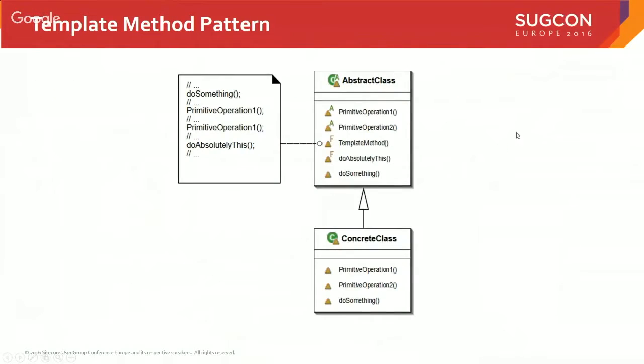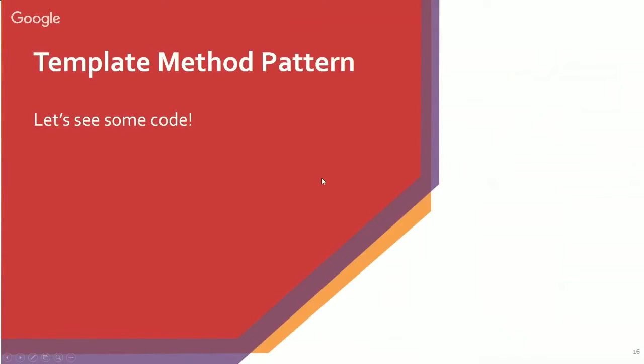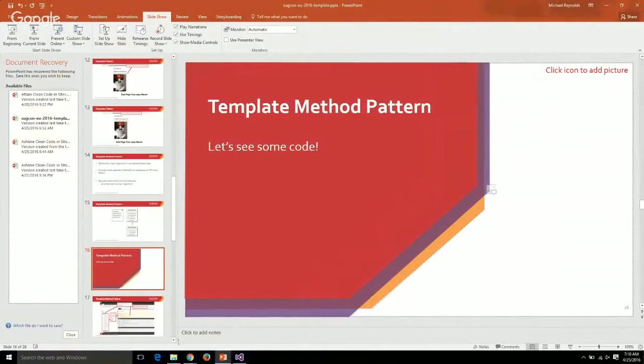Here's what it would look like. So you have your abstract class that defines things that the subclasses either have to implement or they can override. And that's basically it. And then these are the things that you have to override or implement, typically implement. So let's see some code for that.